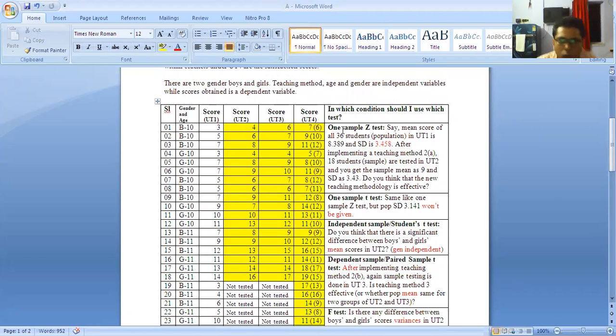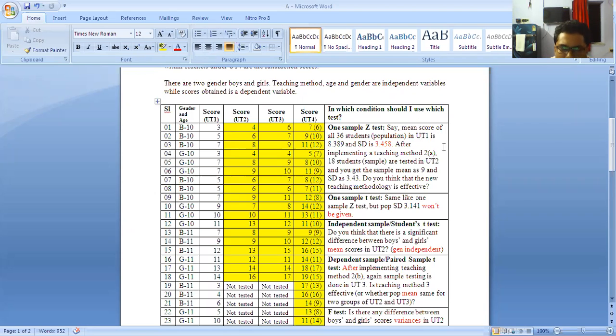Suppose in one sample Z test, Uday Kiran was asking for another example of one sample Z test and T test. So please take a look at this one.